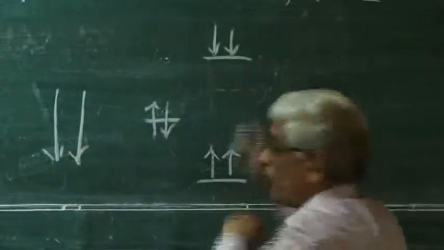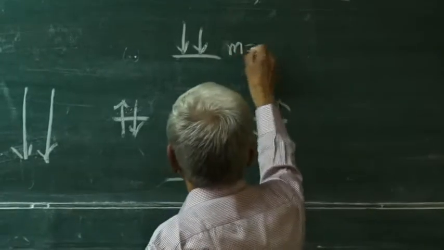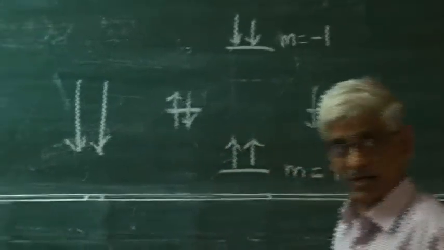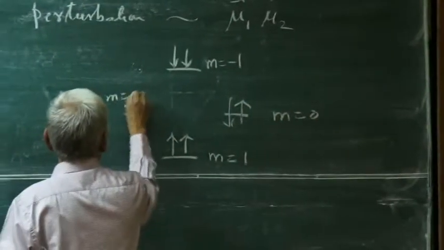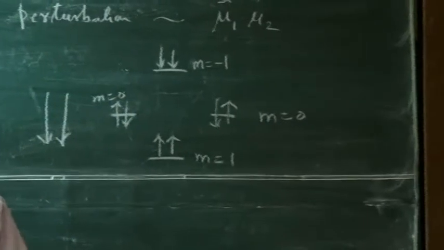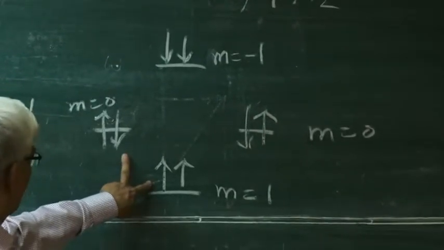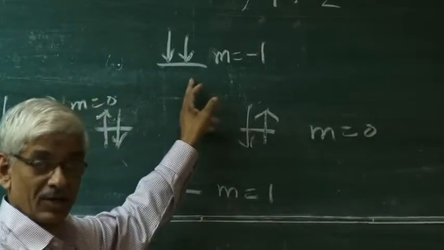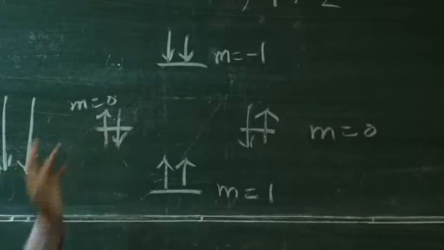And what is the total value of M here? It is equal to minus 1 here, this total value of M is 1, and here M is equal to 0, and this also M is equal to 0. A single flip will cause a transition from here to here, here to here, and here to here. All these are called single quantum transitions, and these are those which are induced by your RF. RF induces only these single quantum transitions.